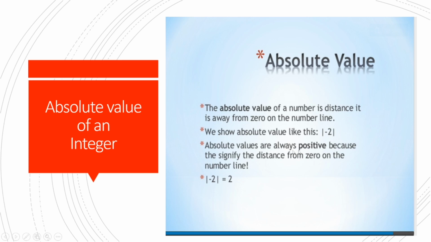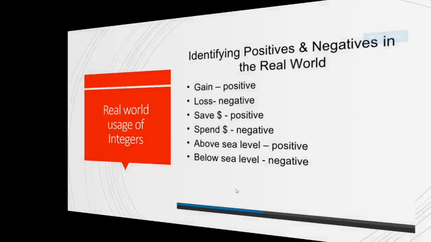Absolute values are always positive because they signify the distance from 0 on the number line. They will just show the distance from 0 on the number line, so they will always be positive. So here the absolute value of minus 2, or modulus value of minus 2, is 2.